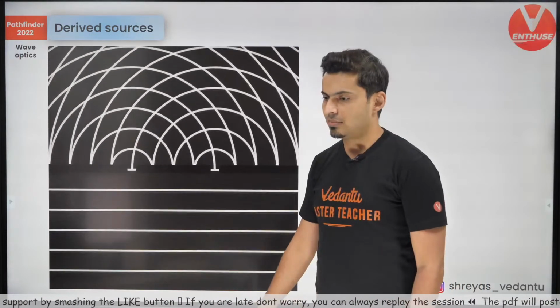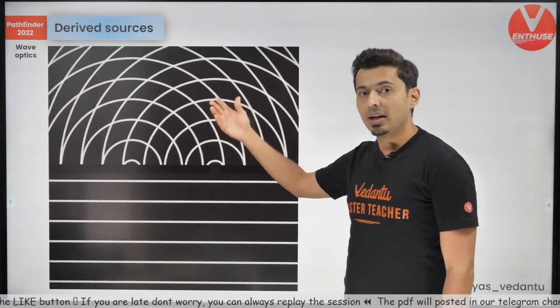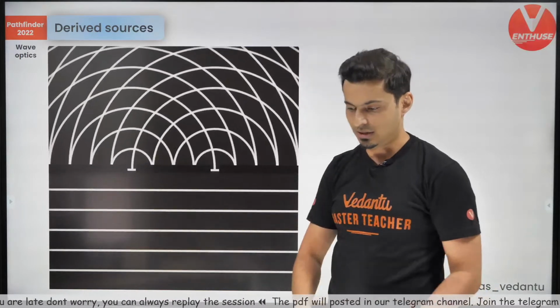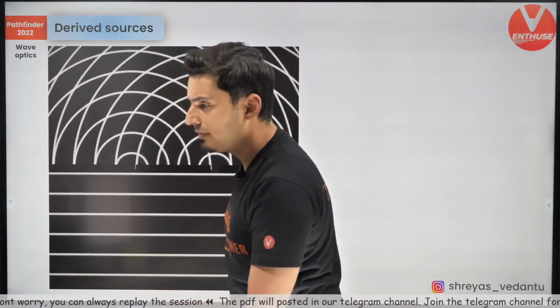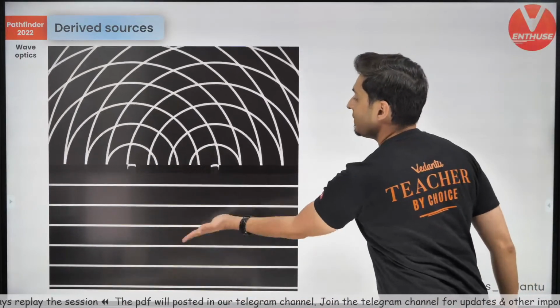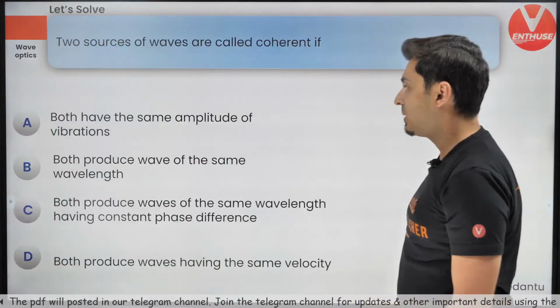So Young's double slit experiment, it's that chapter. Very, very important chapter. So a primary source can give coherent sources if you derive two or more sources out of it. So derived sources are always coherent. Keep this in your mind, because everything is in sync, everything happens together in case of derived. You derive it from the primary source.